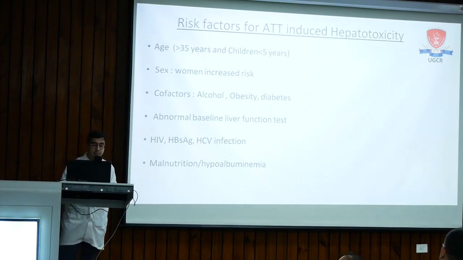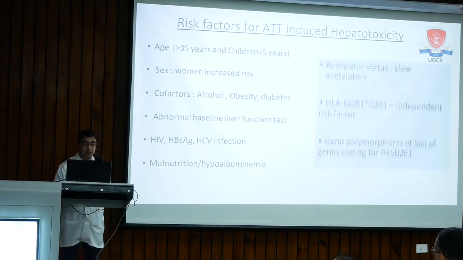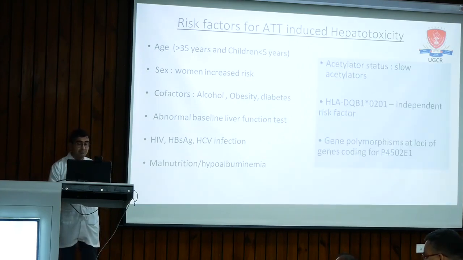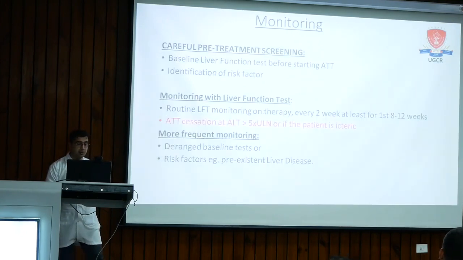If the patient is hypoalbuminemic, which is the case in most tubercular patients, caution should be kept while giving anti-tubercular drugs. Apart from these, there are some other things: acetylation status, the HLA phenotype, or the gene polymorphism, which could not be detected but determine whether the patient is adapter or susceptible to anti-tubercular drugs.